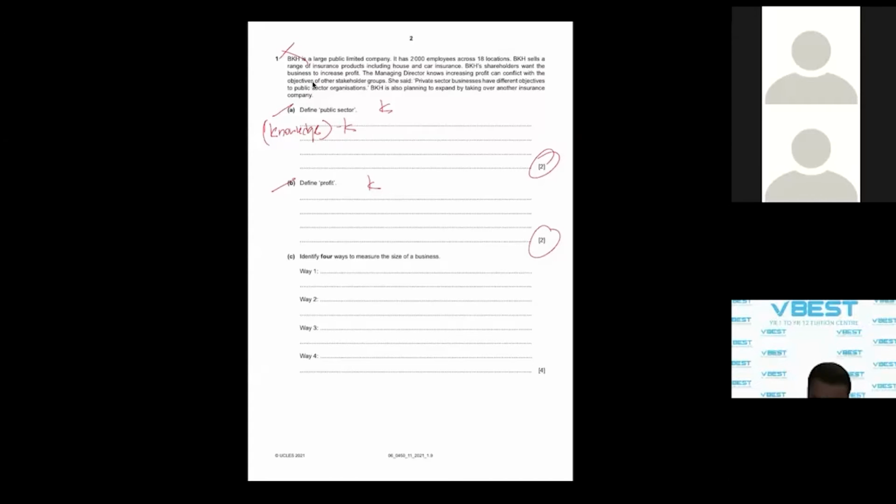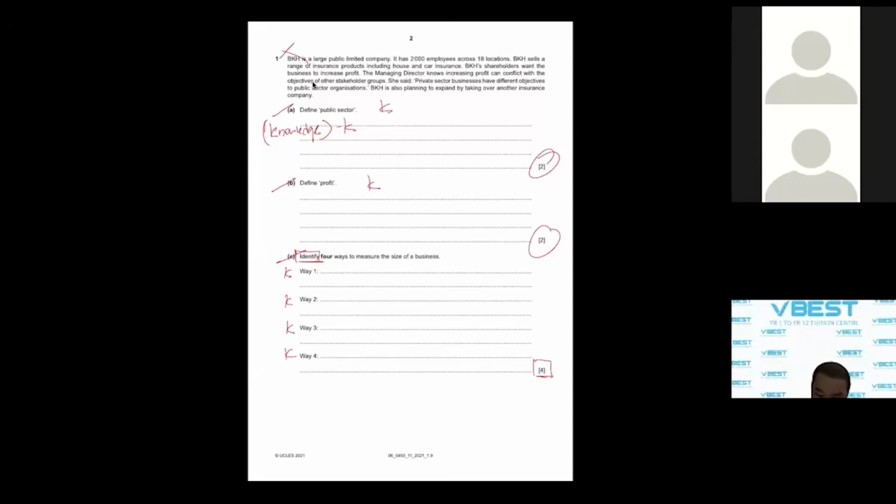Now for question C, this is a total of 4 marks. Here we have 2 styles of asking. One is when they ask for 4 answers, which is way 1 to way 4. For this one you just give your knowledge. You just identify. Identify means no explanation needed, no application or analysis needed. You just write your answer for way 1 to way 4, and each of them carries 1 mark for knowledge, for a total of up to 4 marks.